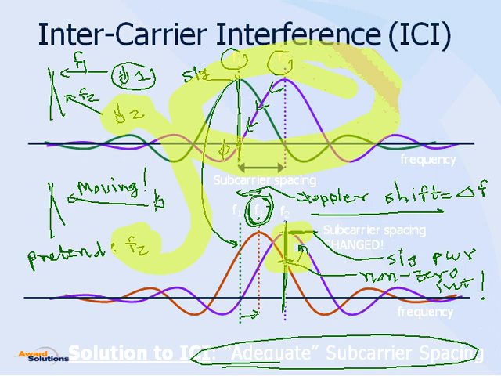Solution to the Doppler shift is to have wide enough spacing. Correct. So someone made a comment that the solution to the Doppler shift is to have wide enough spacing. Correct, 15 kilohertz. That is absolutely correct. Okay, then we have another question.